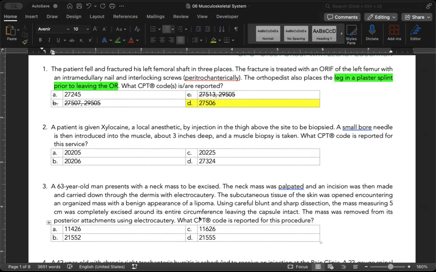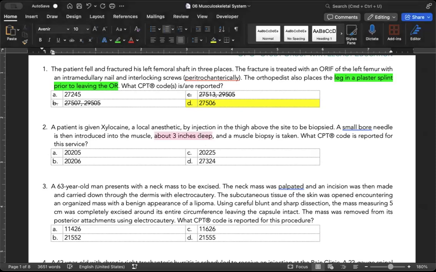And I know we only went in 3 inches, so I'm a little confused about that. So the key is your 20200 and 20205. Those are incisional biopsies, where they actually have to take a scalpel, make an incision, go in and cut it out. Whereas your 20206 is with a needle. So that's where you have to pay attention.